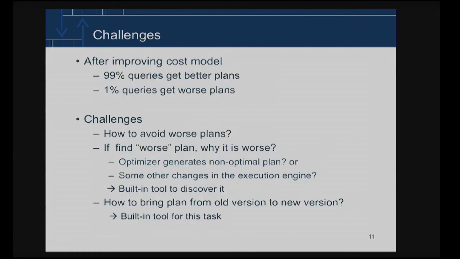Like other databases, Vertica also runs into challenges. Every time we improve the cost model, even though we do a lot of experiments on customer data and our in-house databases, we still know that 95% of the queries will get better plans, but 1% of the queries will get worse. So the question is, how can we avoid it? How do we know if the performance comes from the Query Optimizer or somewhere else? Or can we bring back the plan from the previous version to the current version?